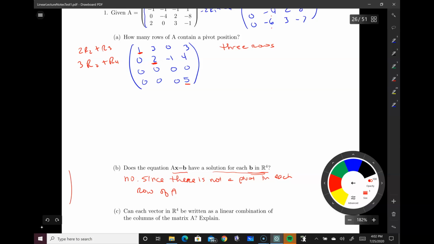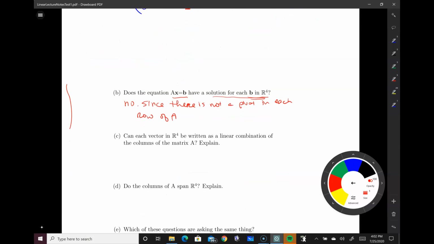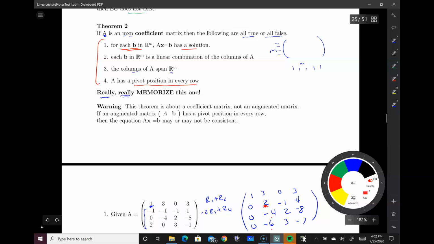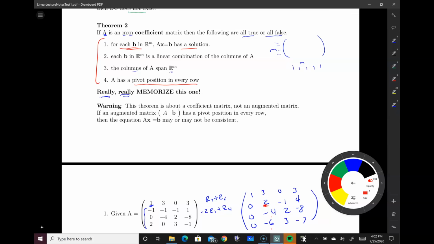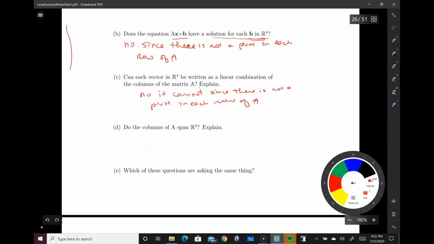Okay, so the next question is, can each vector in R4 be written as a linear combination of the columns of A? No, it cannot, since there is not a pivot in each row of A. Okay, and so let's go back to our theorem here. So if I have a pivot in every row, then I have these others happening: I have a solution, b is a linear combination. So it's not a linear combination.